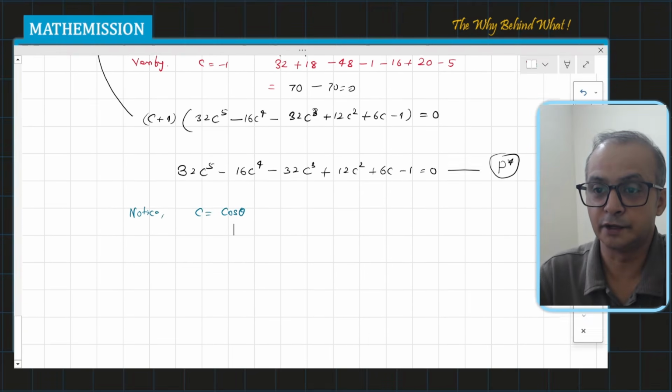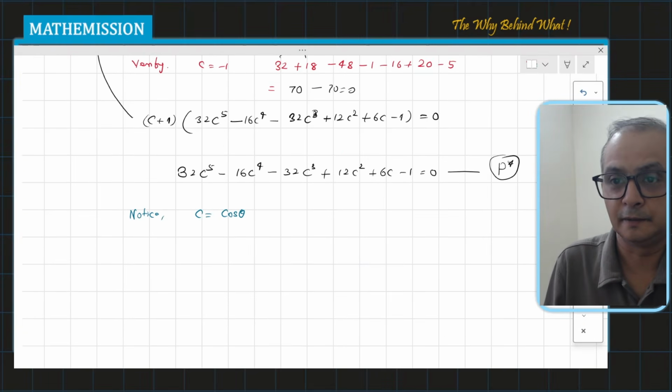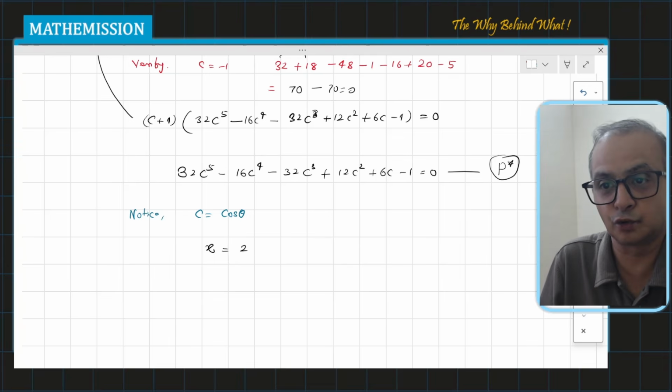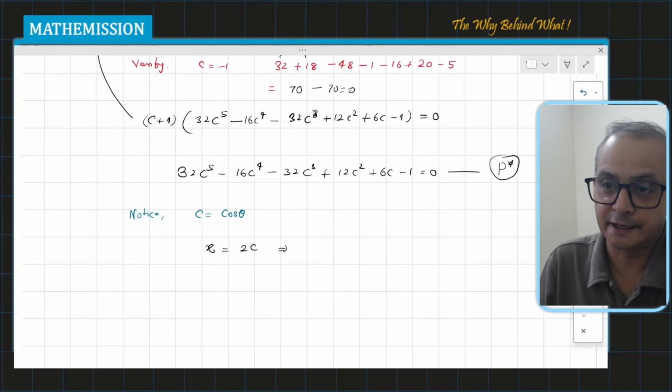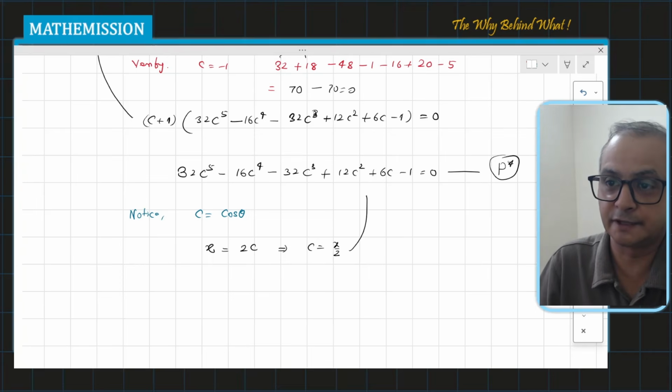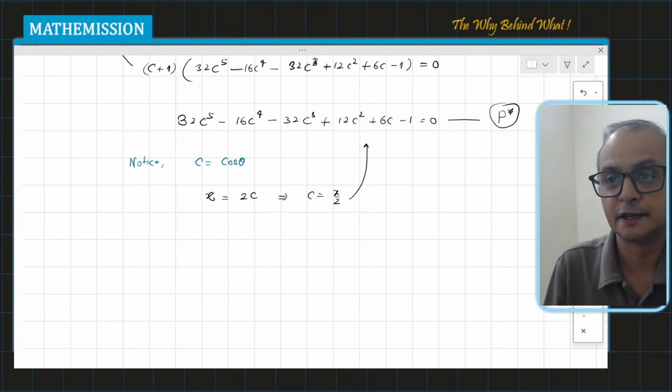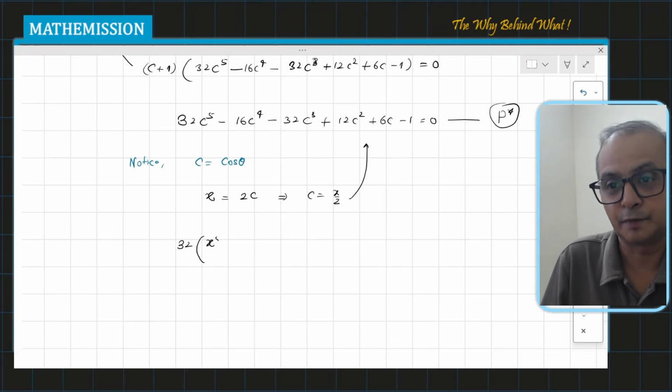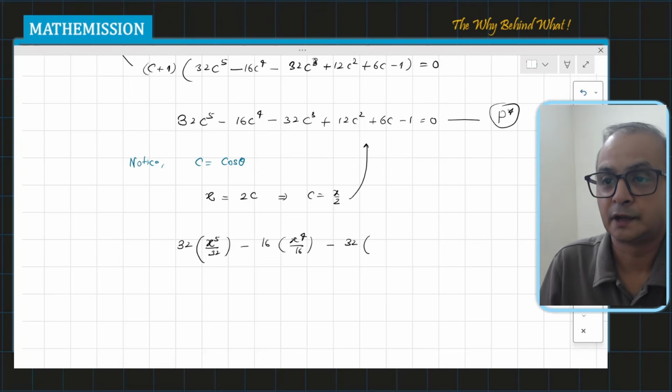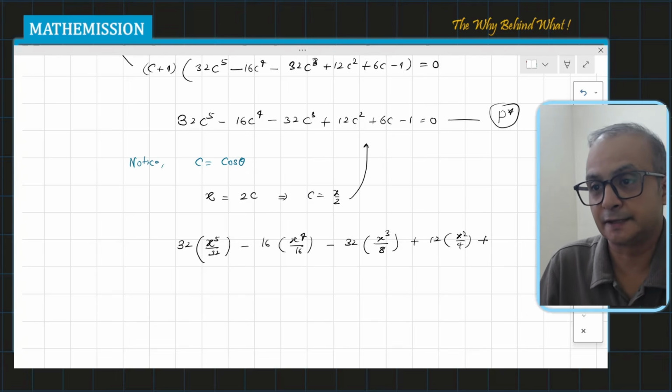So for that, what we do here: x, or x_k, is the solution I'm looking for, 2c by the way. It means I can say c is equal to x by 2. And now we substitute c is equal to x by 2 in this. So this will give you 32 times x to the power 5 by 32 minus 16 times x to the power 4 by 16 minus 32 times x to the power 3 by 8 plus 12 times x squared by 4 plus 6 times x by 2 and minus 1.